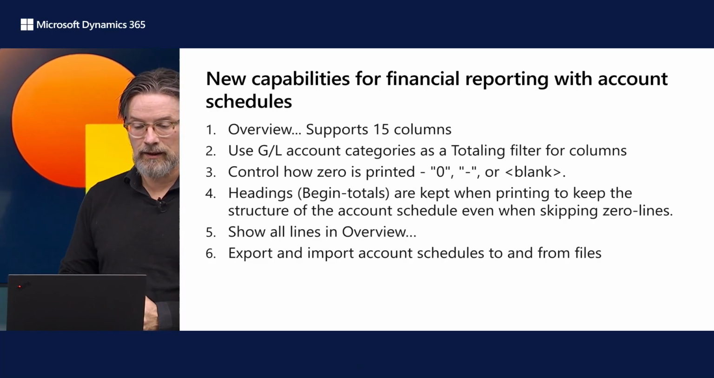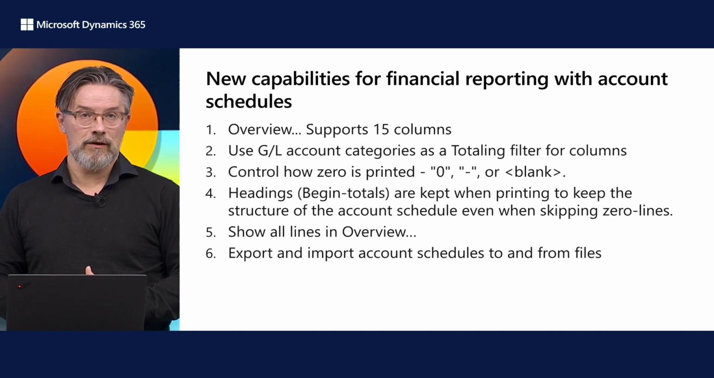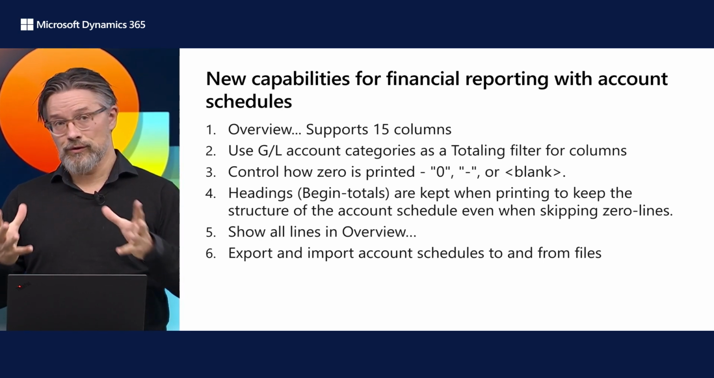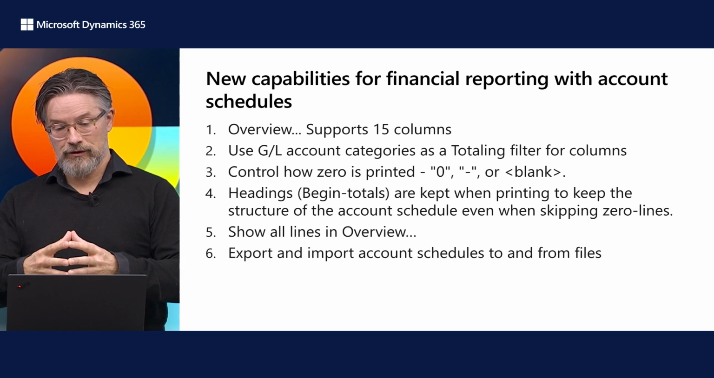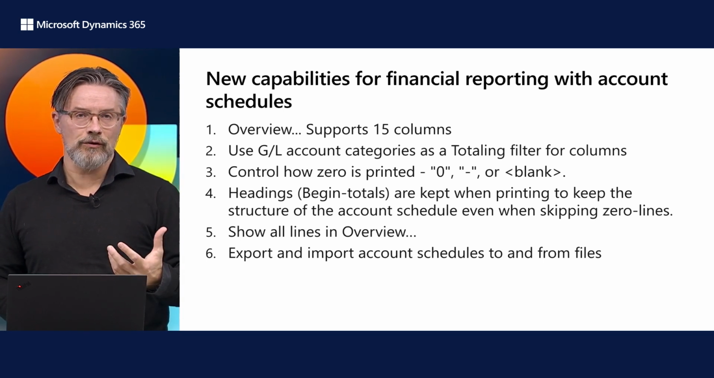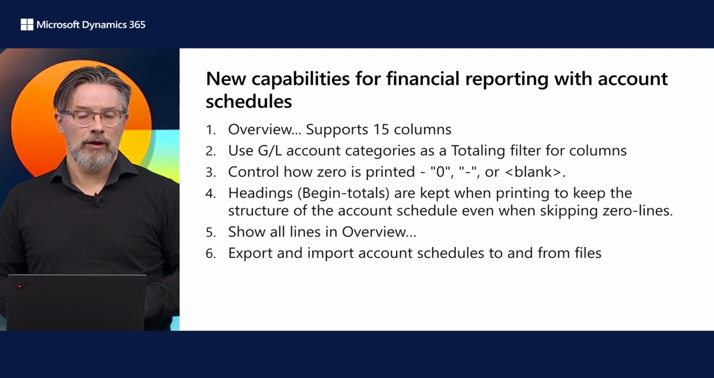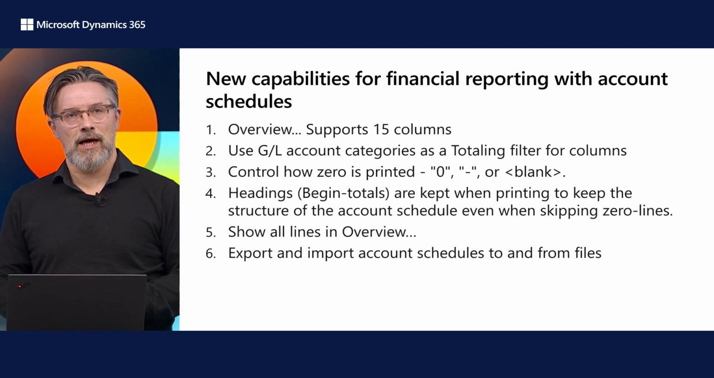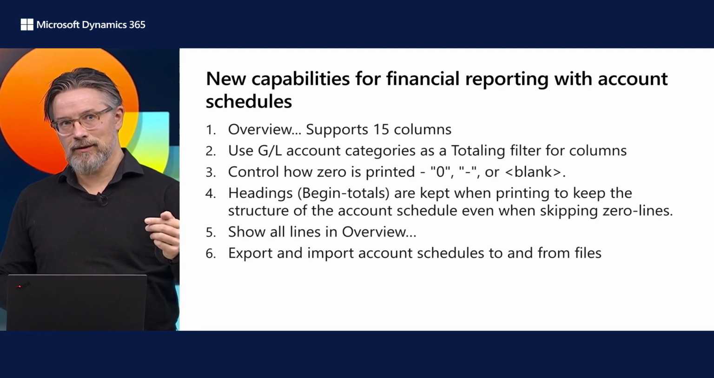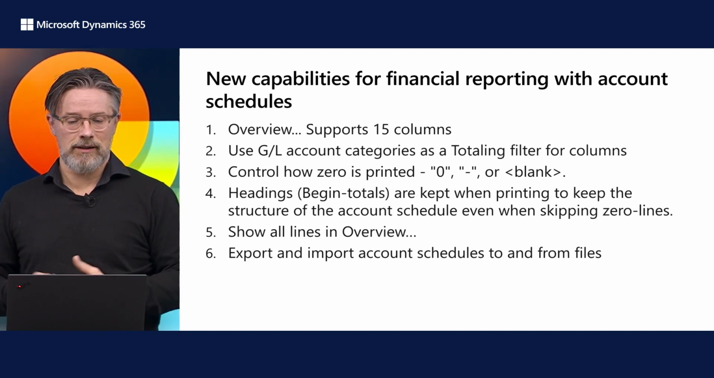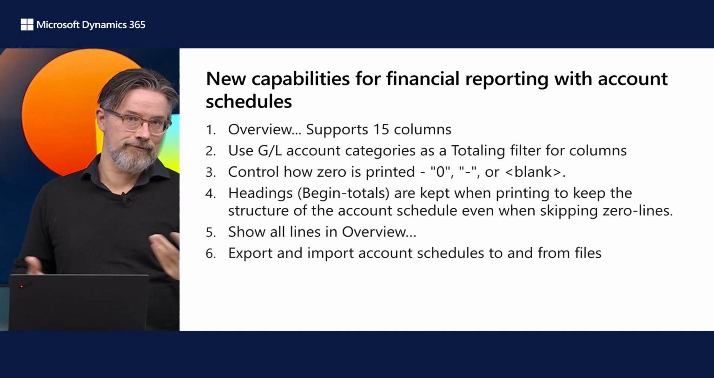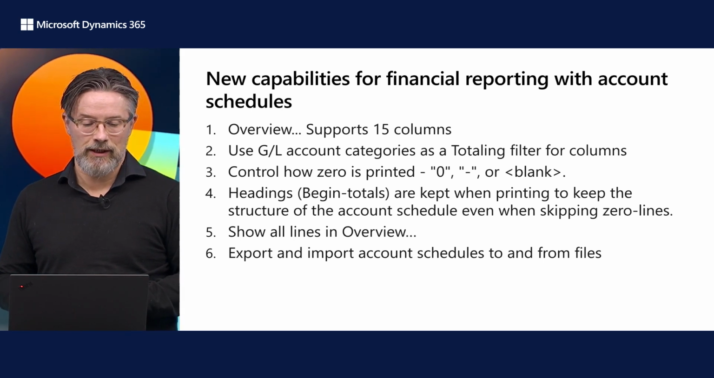Before I do the demo, there are a few features coming in reporting, and reporting for finance is account schedules. So we have improved that. We are supporting 15 columns in the overview. You can use account categories for a filter in totaling. You can control how zeros are printed in the report. We make sure that when you say that you want to skip zero lines, we still keep the headers, because they're obviously zero lines, they're just headers. But you still want to see them because they contain the structure of your account schedule.